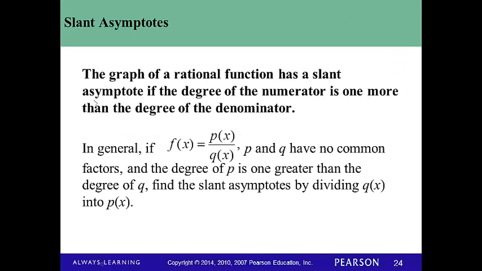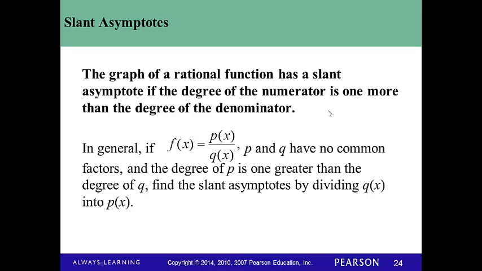Okay, so now we're going to talk about slant asymptotes. The graph of a rational function has a slant asymptote if the degree of the numerator is 1 more than the degree of the denominator. So if the degree of the numerator is 1 more than the degree of the denominator, it has a slant asymptote.